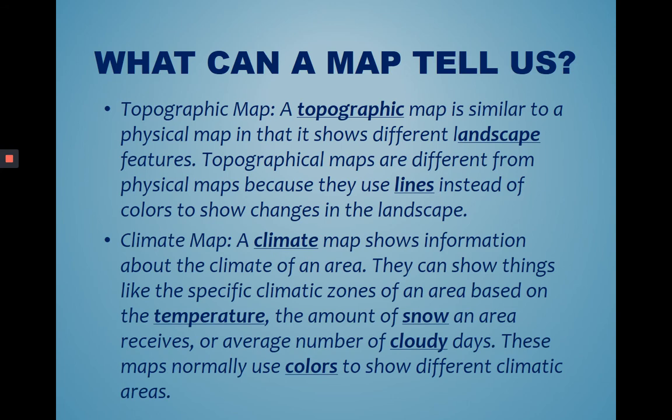Climate maps. Climate maps show information about the climate of an area, so climate includes temperature and precipitation. They can show things like specific climatic zones of an area, again based on temperature, the amount of snow an area receives, or the average number of cloudy days. These maps normally use color to show different climatic regions.